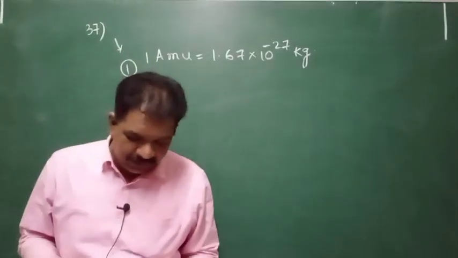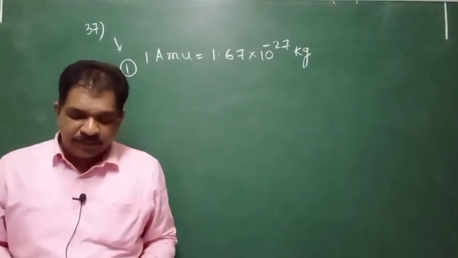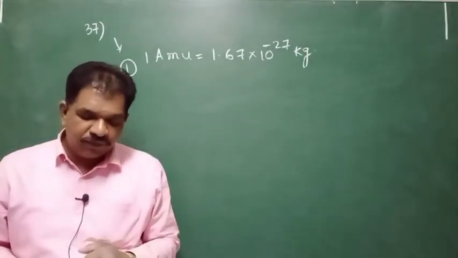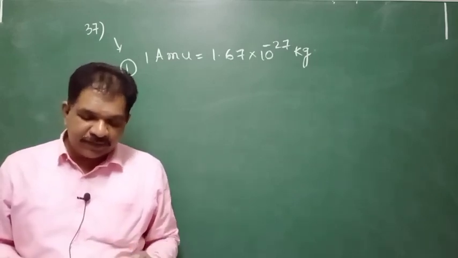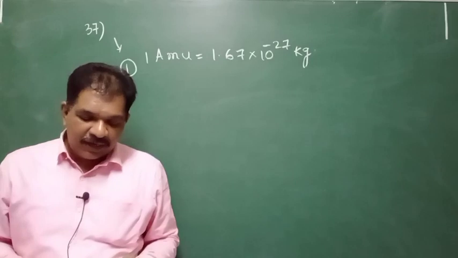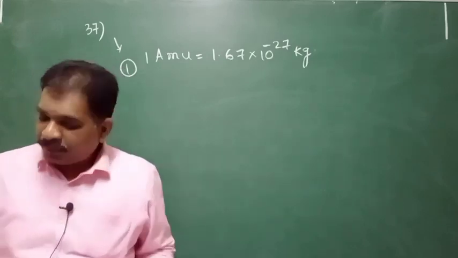Clear? Next. 38, you see. The sum of the numbers 436.32, 227.2 and 0.301 in appropriate significant figures.